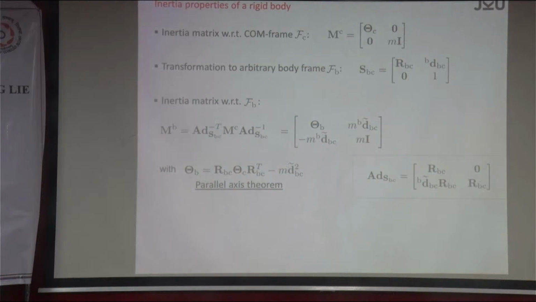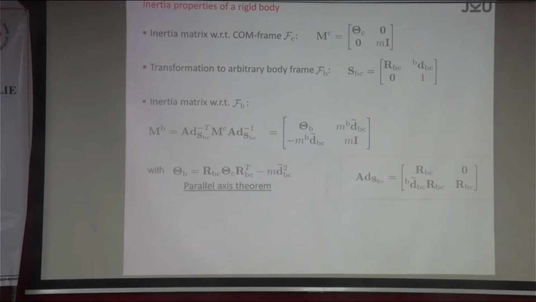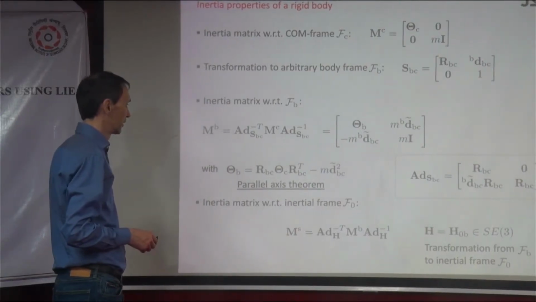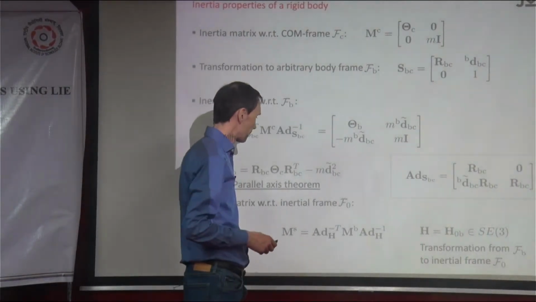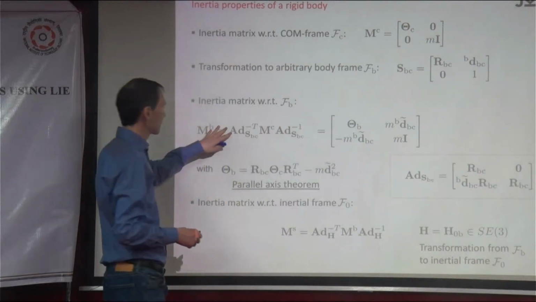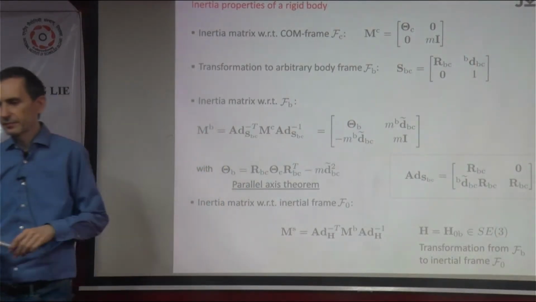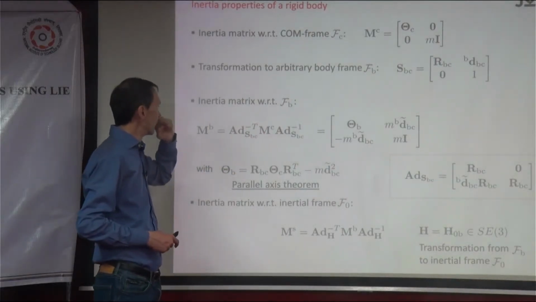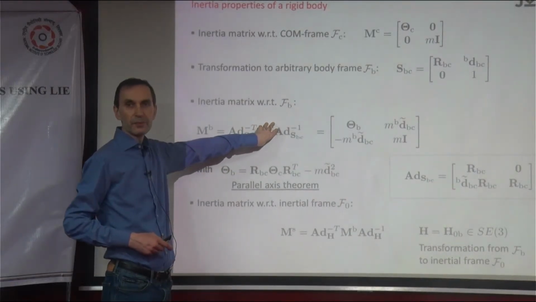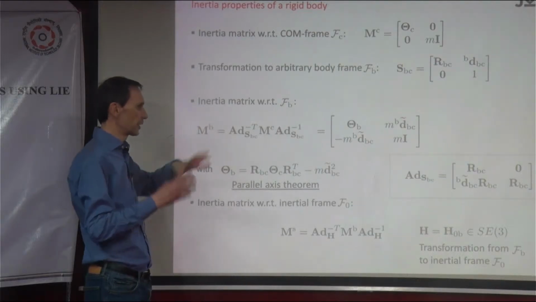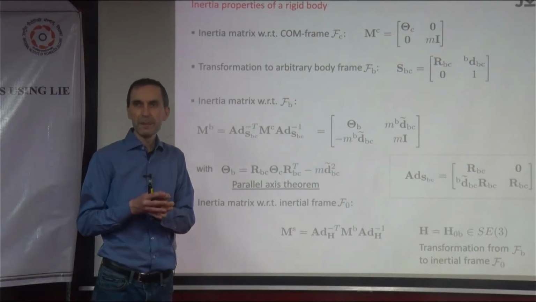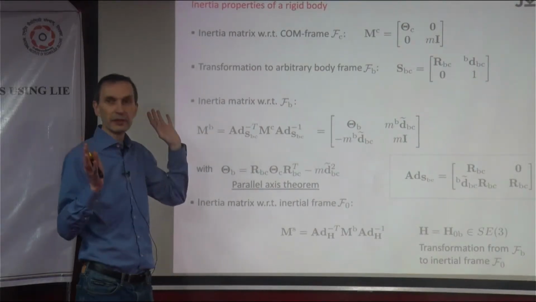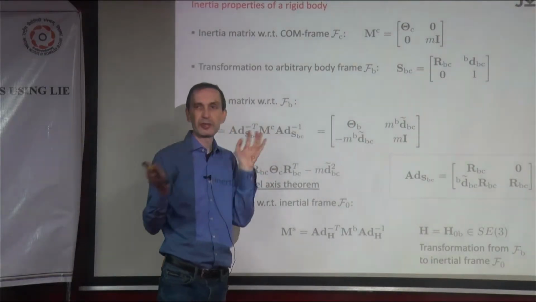Okay, good. What else do we need to do? So this kind of operation that we did, we transformed this inertia matrix from the center of mass to any arbitrary frame at the body. And that's nice. But equally, I can actually transform it to any other frame, right?